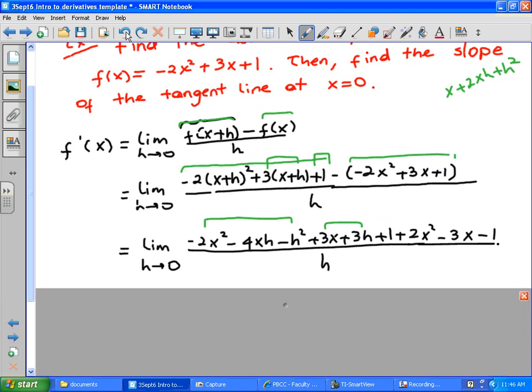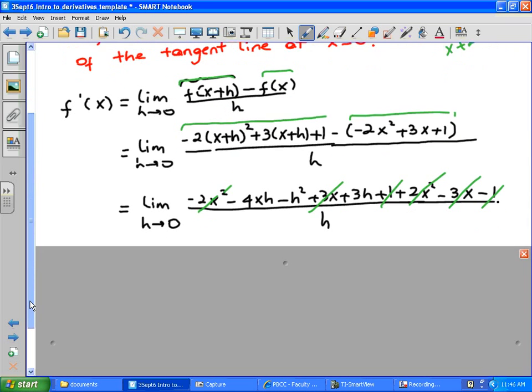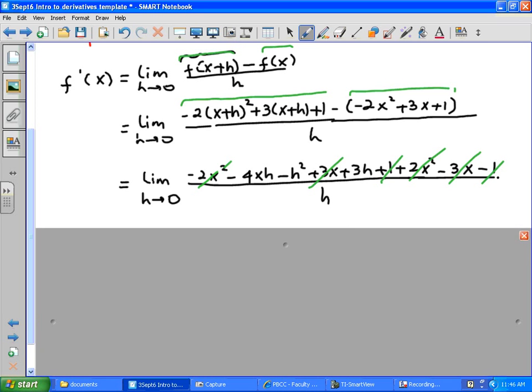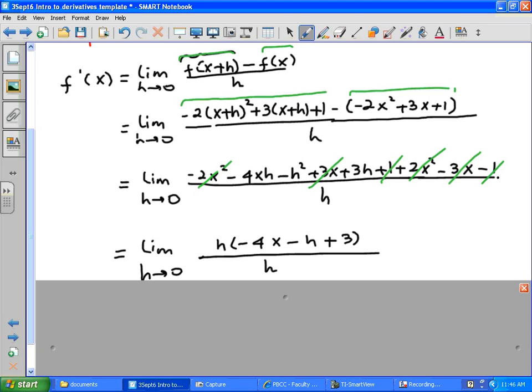At this point, there will be simplifications. Let's see, what can we cancel out? The negative 2x squared with plus 2x squared, plus 3x with the minus 3x, plus 1 with the minus 1. And we will factor out an h. If we don't do that, we will have 0 over 0 at this point. So factor out an h. From the first term, you have negative 4x remaining. From the next one, negative 2h remaining. And from this one, a plus 3 remaining. So that gives us this line. On the bottom, we still have our h.